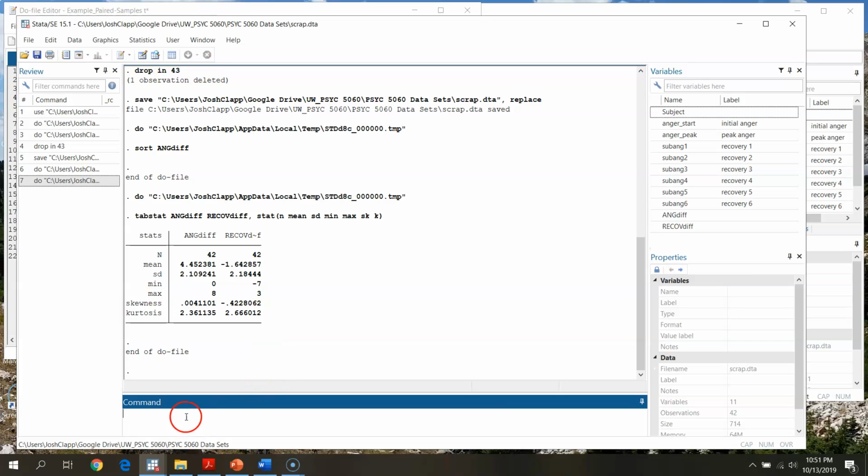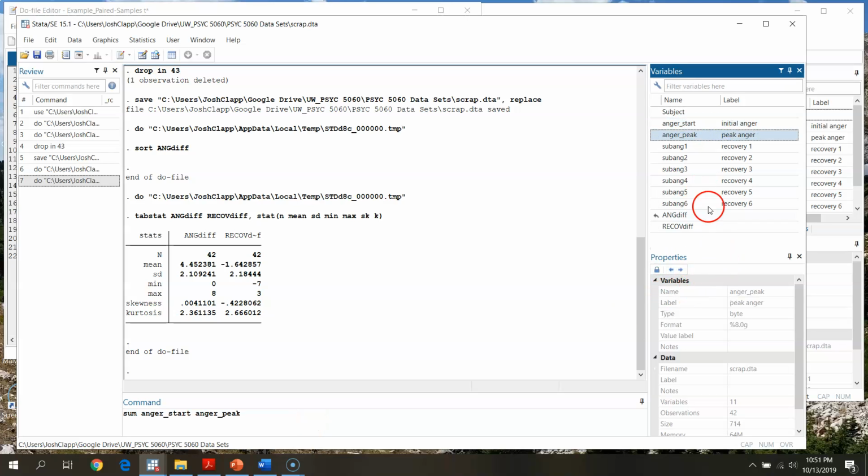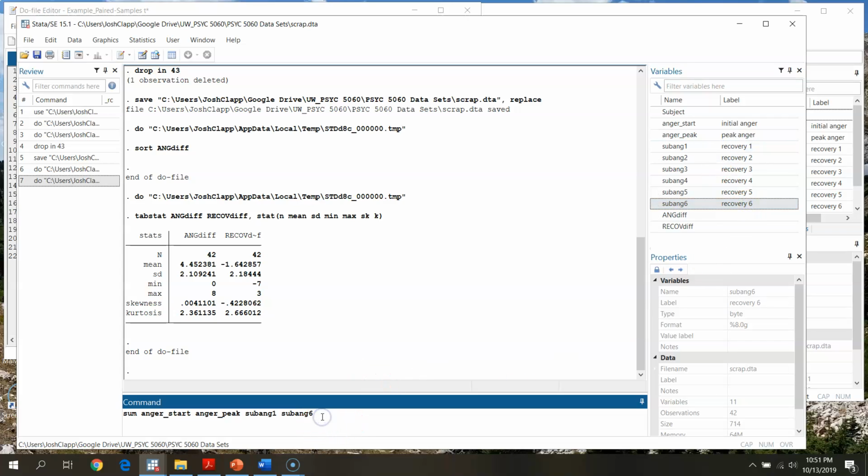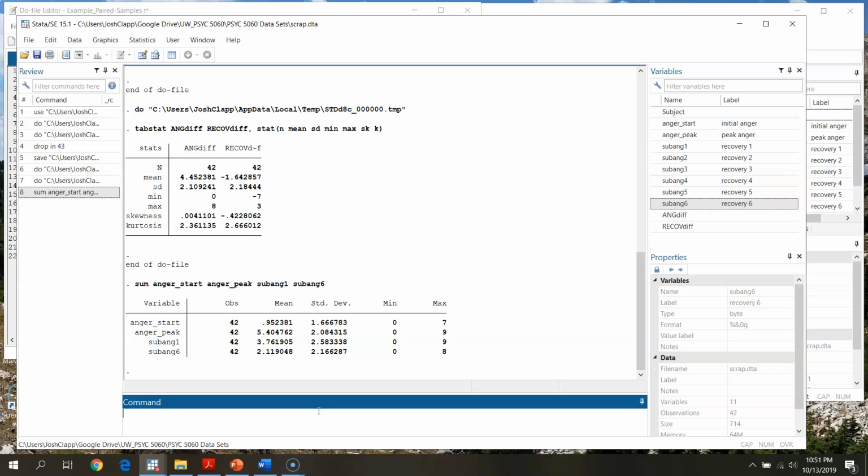Okay, and we could also take a look if I wanted to just go summarize anger start, anger peak, and anger 1 and anger 6. So these are all the raw scores that I'm looking at. And summarize just says summarize. If I go through and run those, then I've got 0 to 7, 0 to 9, 0 to 9, 0 to 8. All those are falling within bounds. So my data are looking pretty good. I don't have any weird values or things that are falling outside of what I would suspect. So in terms of accuracy, plausibility, things are looking pretty good.